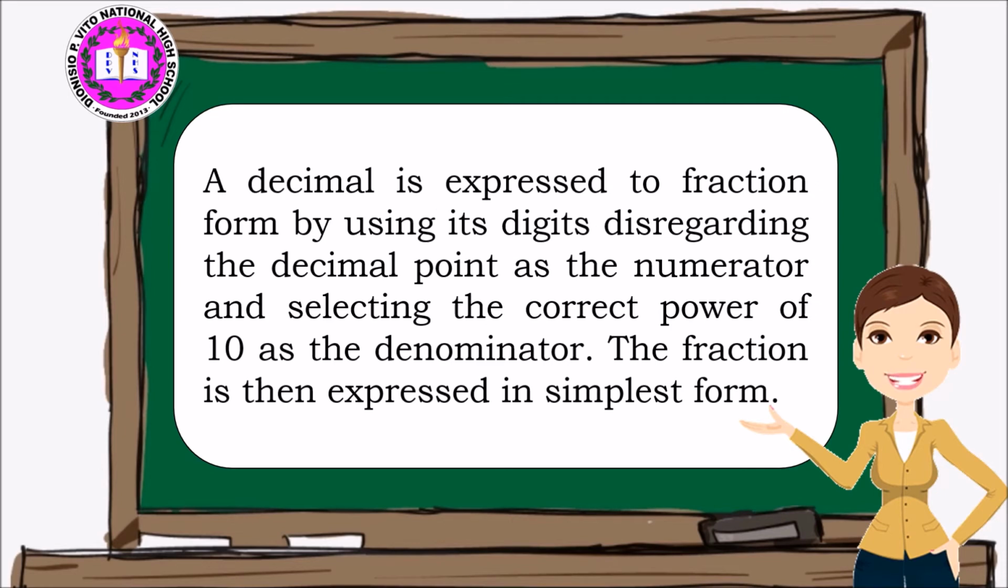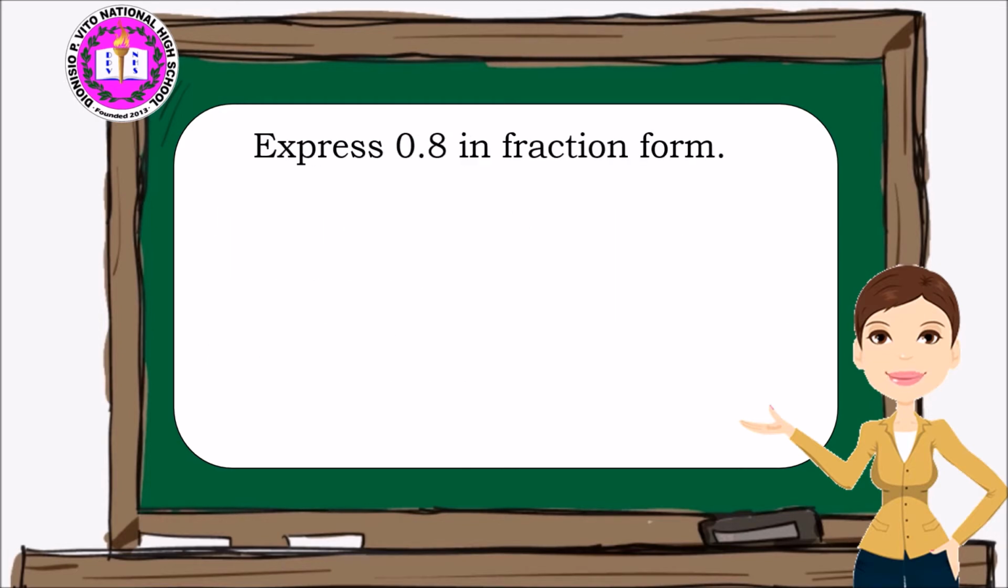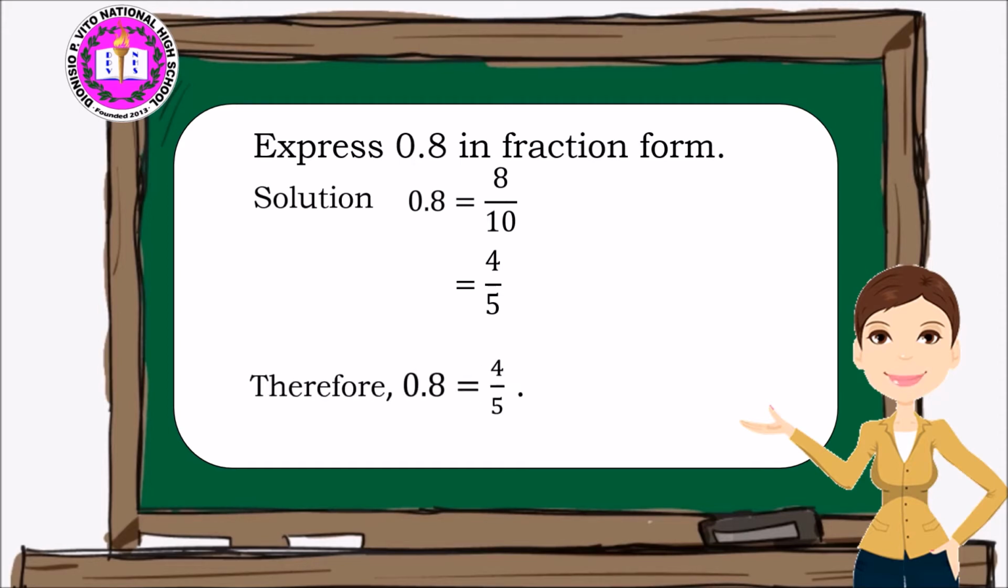A decimal is expressed in fraction form by using its digits, disregarding the decimal point, as the numerator and selecting the correct power of 10 as the denominator. The fraction is then expressed in simplest form. For example, express 0.8 in fraction form. Solution: 0.8 is equal to 8/10. We're going to reduce 8/10 into its lowest term, which is 4/5. Therefore, 0.8 is equal to 4/5.